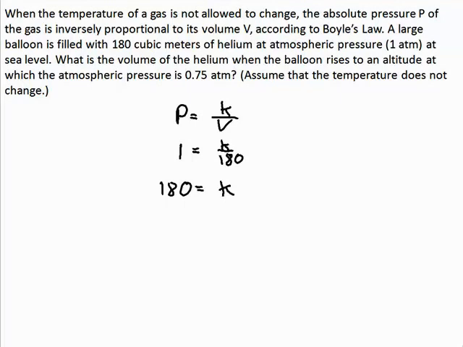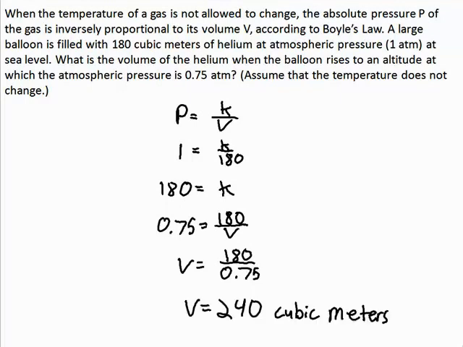Now find the volume when the pressure is 75 hundredths atm. Substitute 75 hundredths into this equation for P and 180 into this equation for K. 75 hundredths equals 180 divided by V. Multiply each side by V and divide each side by 75 hundredths. V equals 180 divided by 75 hundredths. So V equals 240 cubic meters.